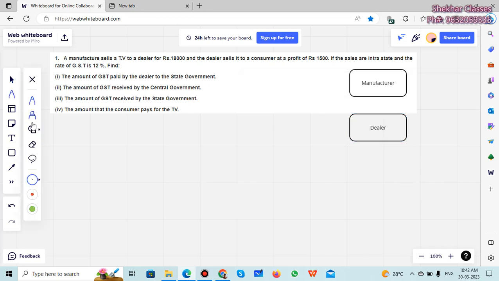So who sells it to the dealer? The manufacturer sells it to the dealer. And how much does the dealer have to pay? 18,000 rupees. So he bought it for 18,000 rupees. So right here the selling price for the manufacturer is 18,000.